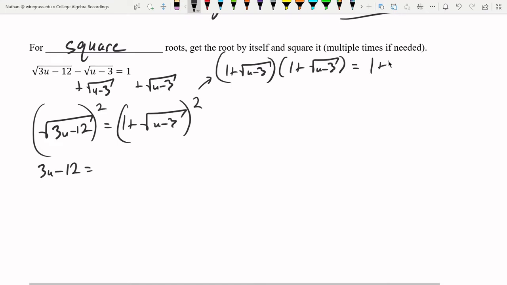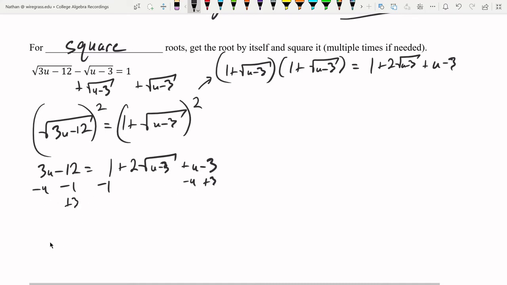We're going to get 1 plus 2 root u minus 3 plus u minus 3, because it's going to end up being squared. Okay? And you can see we once again have a square root underneath of it. So we need to get everything away from that square root and then square it to get it to simplify. So subtract 1, add 3, and then minus u. That's going to give me 2u minus 13, so minus 10 equals 2u minus 3.